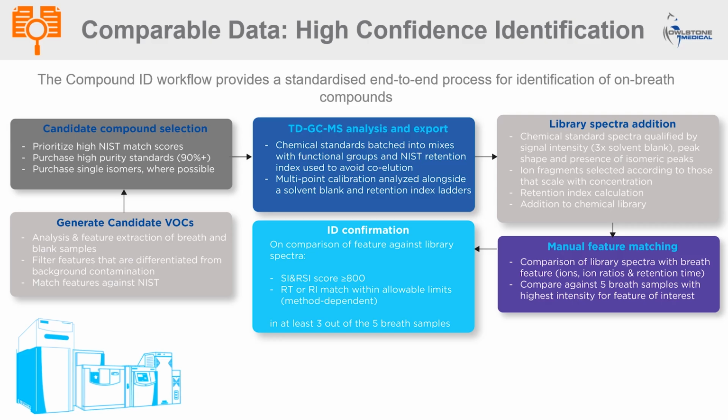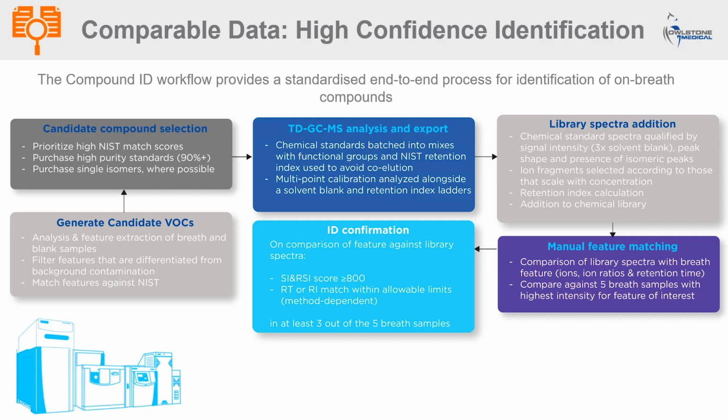Once they're in-house, the chemical standards are batched into mixes, and we use the NIST retention indices to make sure our standards don't co-elute. We analyze the chemical standards at multiple concentrations alongside the solvent blank and retention index ladders. Then to create our chemical library, we check the validity of the chemical spectra. So we ensure the signal intensity is above the solvent blank. We check the peak shape and the presence of isomeric peaks.